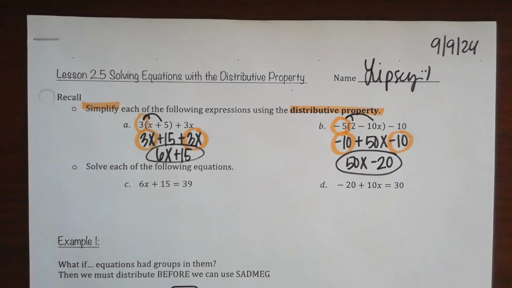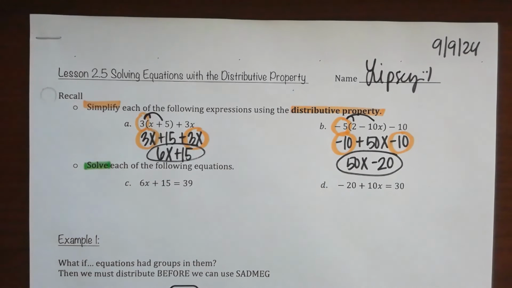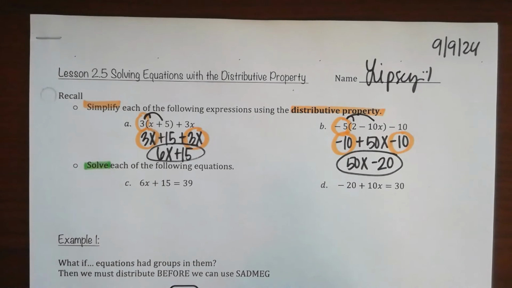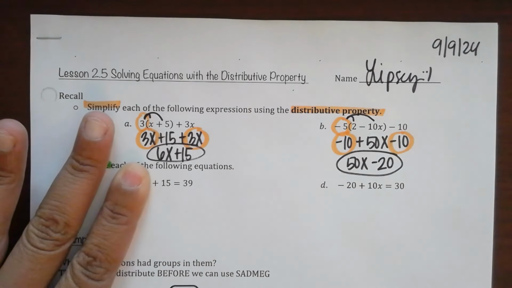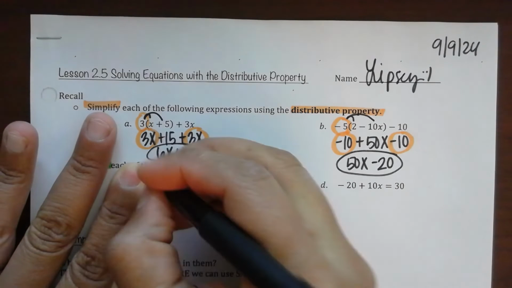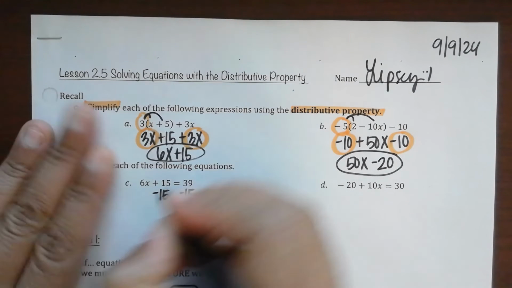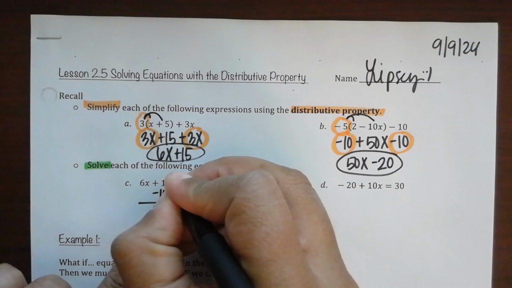Okay. Now my next step says to solve. I have to solve the following equations. So if I'm looking at C, I have 6x plus 15 equals 39. What's the first thing I need to do? Get the x bar, take the 15 away. So what is 15 originally? Positive. So how do I get rid of a positive 15? Minus 15 on both sides. Perfect. Any questions there? So what's brought down? 6x. What happens to those 15s? They cancel out.